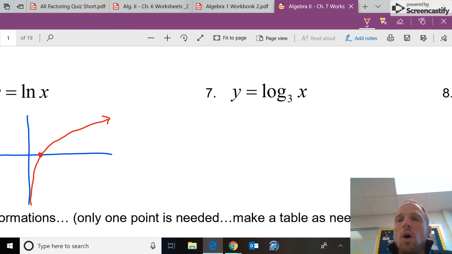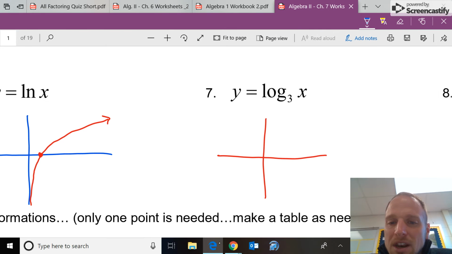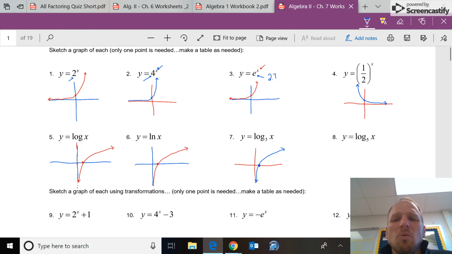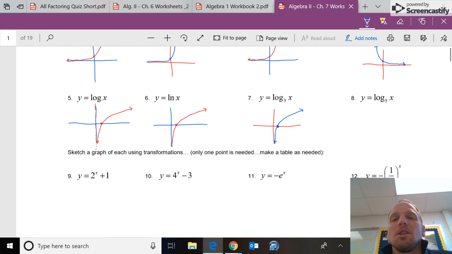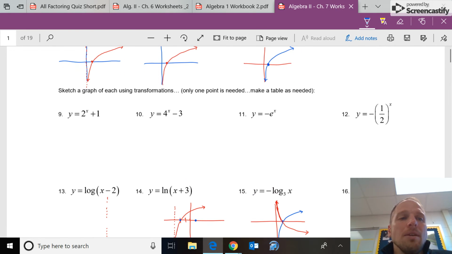All right, y equals the log of x base 3. Once again, going through the point 1, 0, and since it's a log, it's just going to look like that. Okay, now we'll talk a little bit more later about ways we could sketch them a little more precisely, but for a sketch, that's basically all we need.